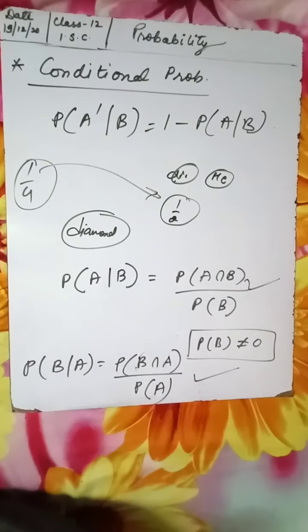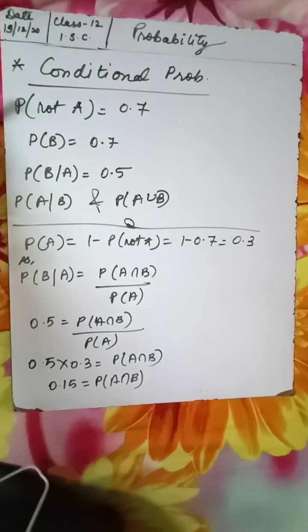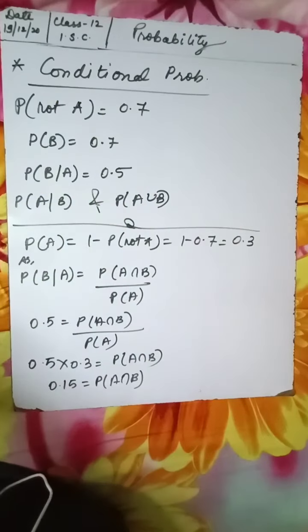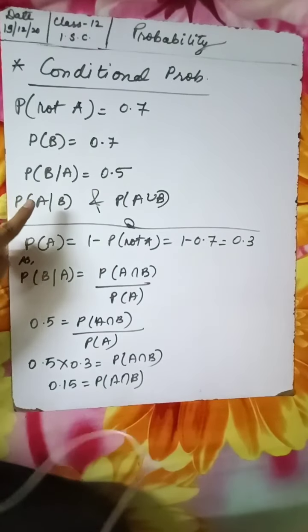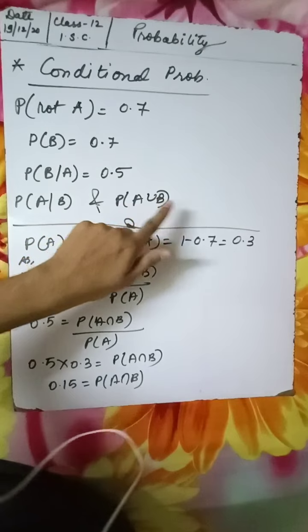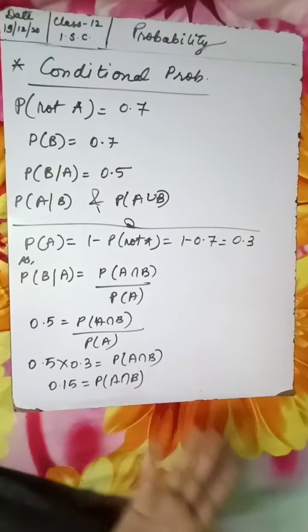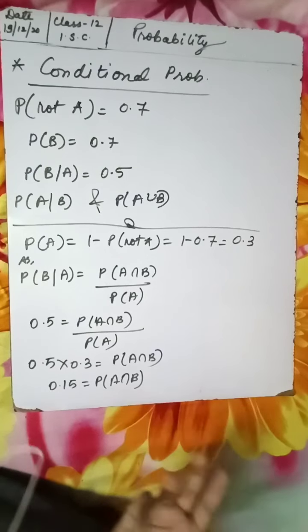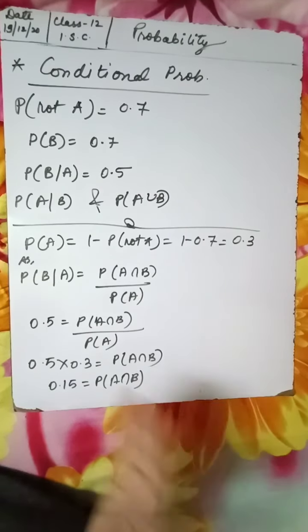Now let's start with some questions. So here is the very first question which we are taking. It says probability of not A is 0.7, probability of B is 0.7, probability of B given A is 0.5, and we need to find probability of A given B and probability of A union B. So these two things we have to find. This is like just a game of formulas. If you could remember, you can easily do it.